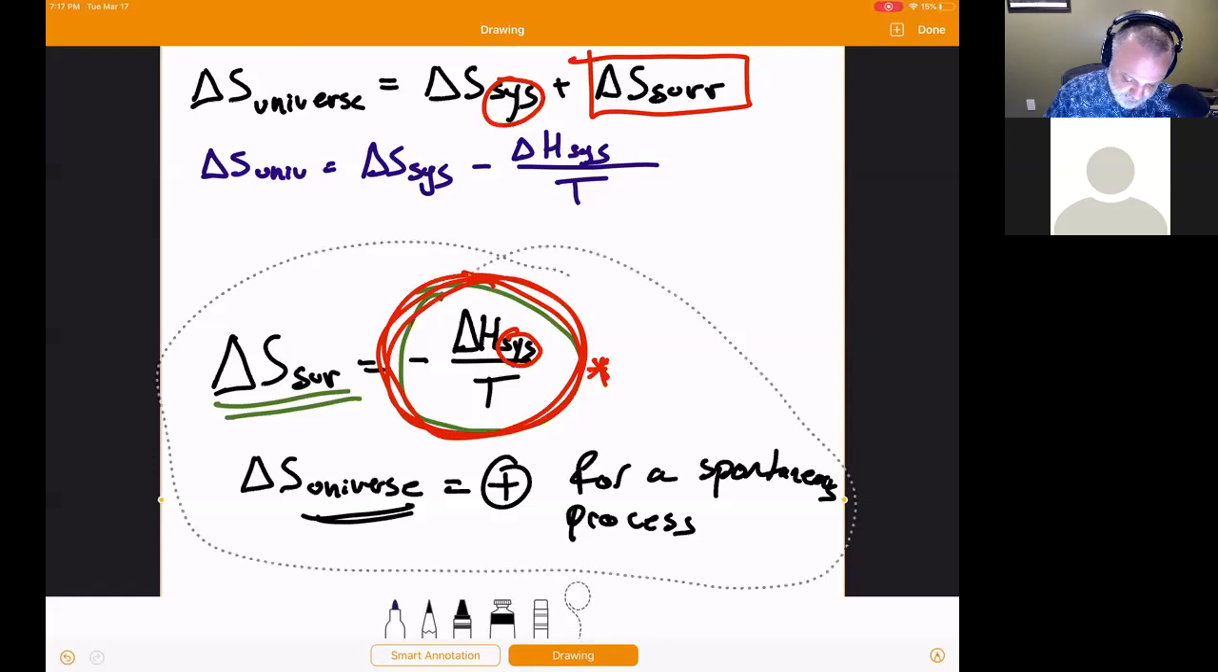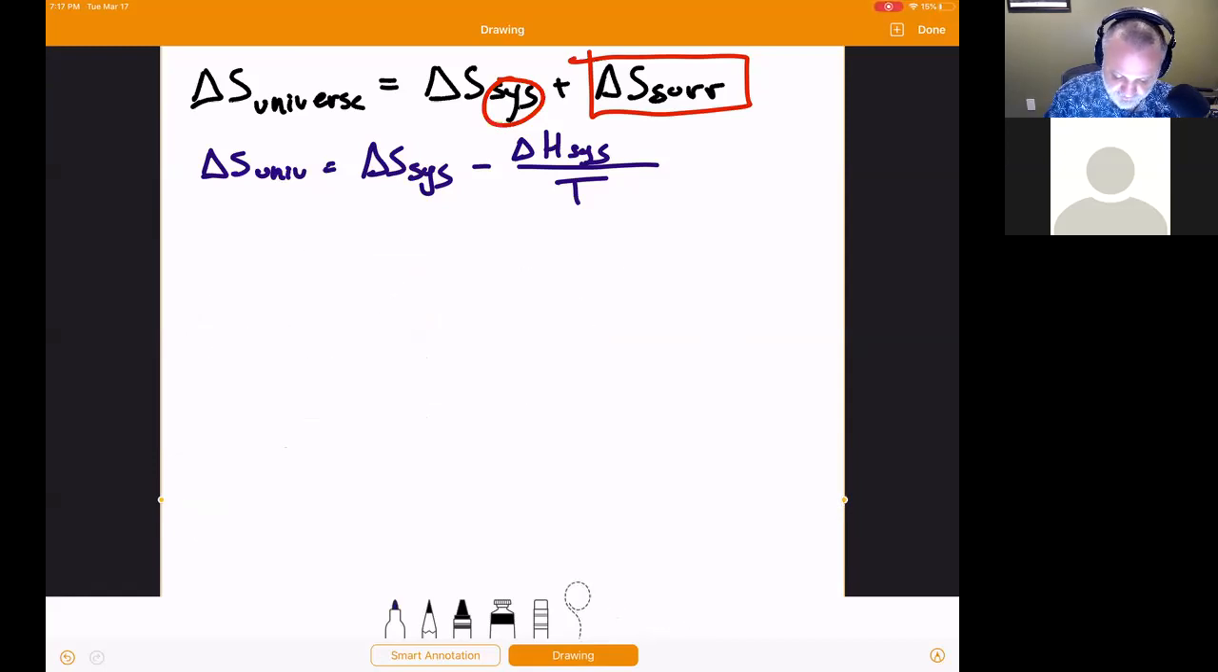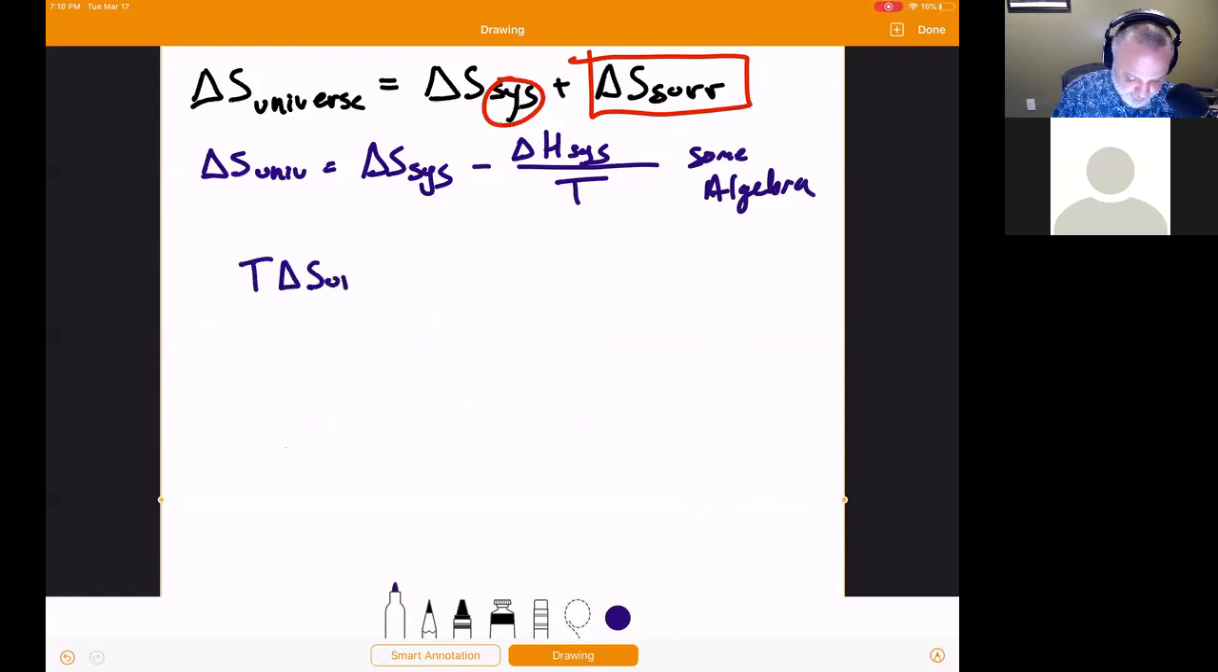Now I'm just going to do a little bit of algebra. Now that I've got all this stuff written down, I'm going to delete it. And in this algebra, I'm going to multiply everything by T, right? I just want to get T out of the denominator of delta H. If I multiply everything by T, then I get T out of the denominator. So I have to do what I do to one side, I have to do to both sides. So I'll have T delta S universe equals T delta S system minus delta H of the system.